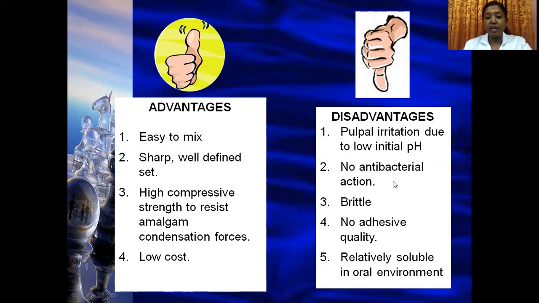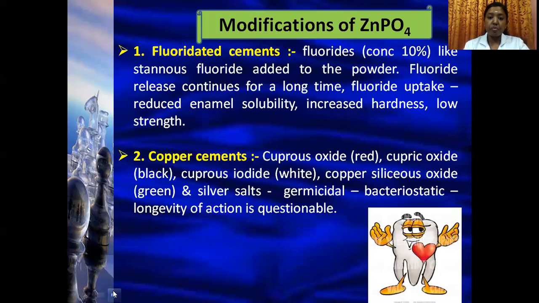The disadvantage is that initially after mixing, the pH at 2 minutes after mixing is 2, which is a highly acidic pH. It can cause damage to the pulp if the freshly mixed cement is placed directly in contact with the pulp. It does not have any antibacterial action. It is brittle. It does not adhere to the tooth structure like your GIC or like your composite resin, which with the help of bonding agent is bonded to the tooth structure. So here zinc phosphate does not have chemical adhesion to the tooth structure, and it is relatively soluble in the oral environment. When it comes in contact with saliva, it will undergo dissolution.